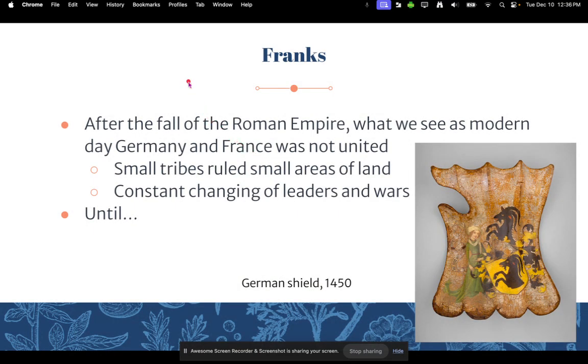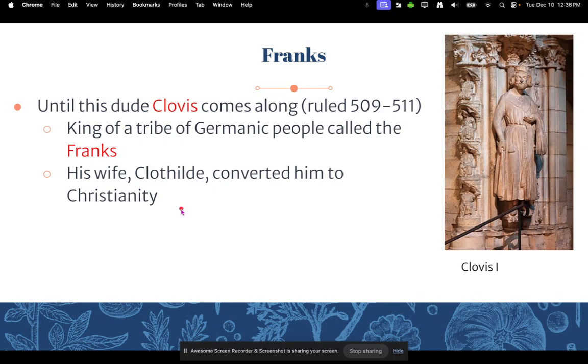So after the fall of the Roman Empire, what we see as modern day Germany and France was not united. Small tribes ruled small areas of land, and there was constant changing of leaders, and there were constant wars and battles going on until, dun dun dun, this dude Clovis comes along. So that's Clovis right there.